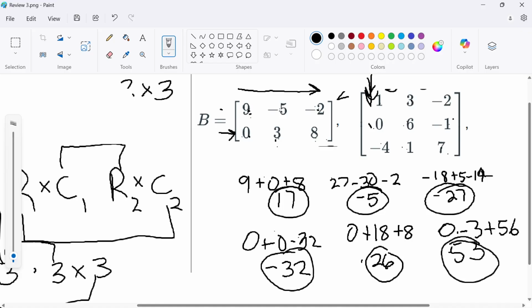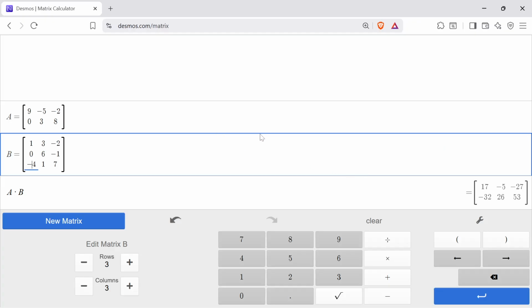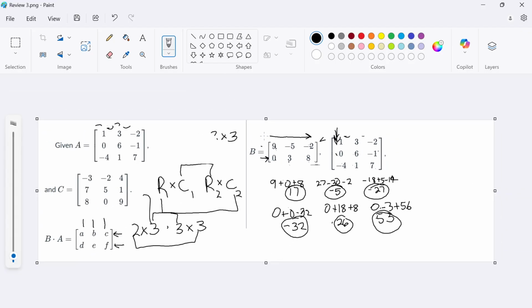And let me double check this. 0 times negative 2 is 0. 3 times negative 1 is negative 3. 8 times 7, 56. So that's what the matrix can look like. When you're doing homework, check it on a calculator. And in fact, 17, negative 5, negative 27, negative 32, 26, 53. So my answer is correct. I just entered them on Desmos. You can also do it on a TI-84, 84 Plus, whatever calculator. So that's how you do matrices, across by down.